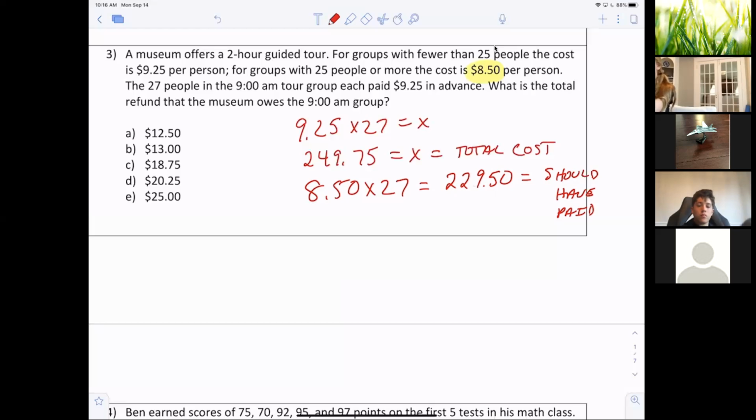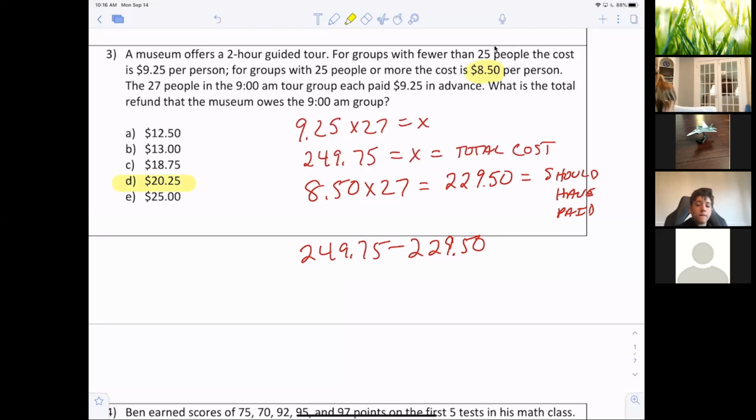Yes, there you go. And what'd you get for that? 20.25. Anybody else get 20.25? Is everybody okay with that? Now, are there different ways of doing that?